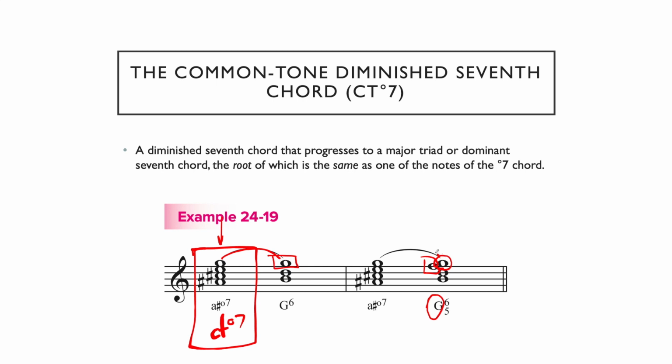And there should be a diminished seventh chord which contains this G. The spelling doesn't matter. You can spell the chord also enharmonically. It doesn't have to be A sharp diminished seventh. It could be C sharp diminished seventh, or E diminished seventh, or G diminished seventh. It doesn't matter. The sound is always the same. And the only thing we care about in this case is the sound. And the labeling is, as I showed, CT for common tone, diminished seventh.